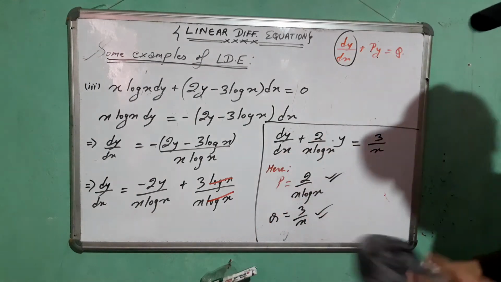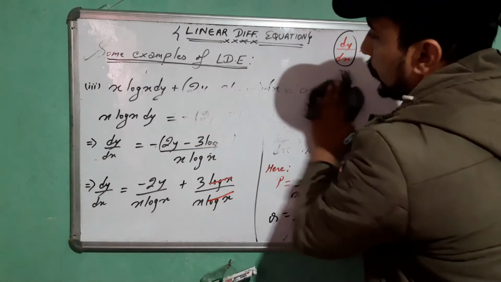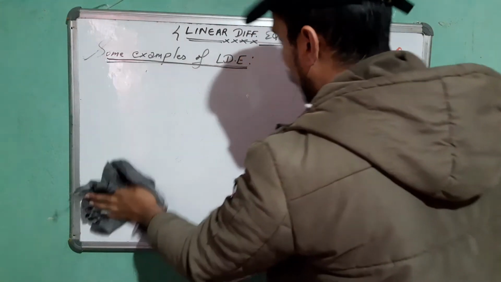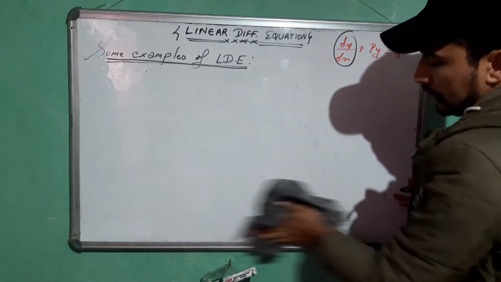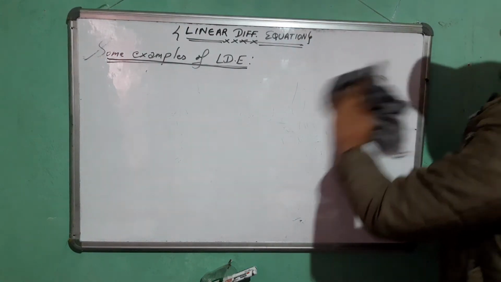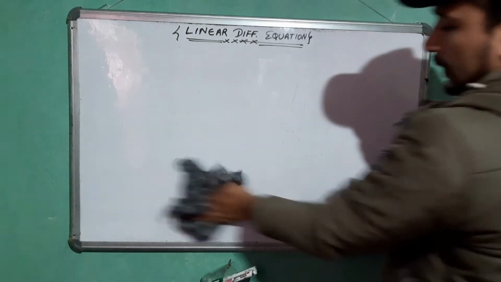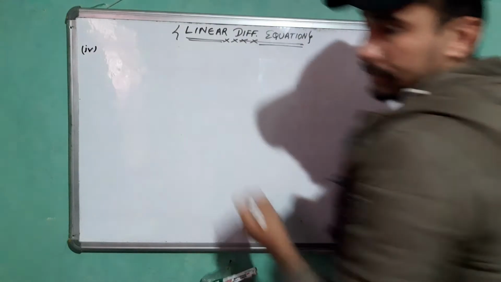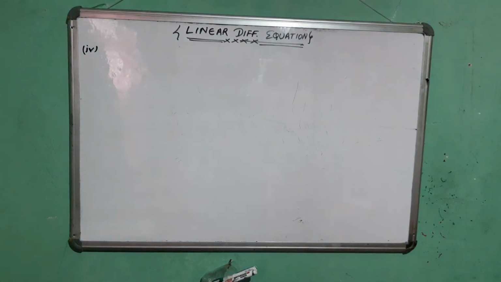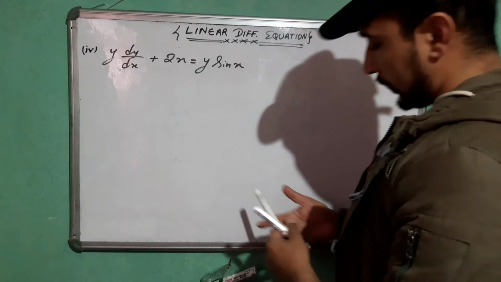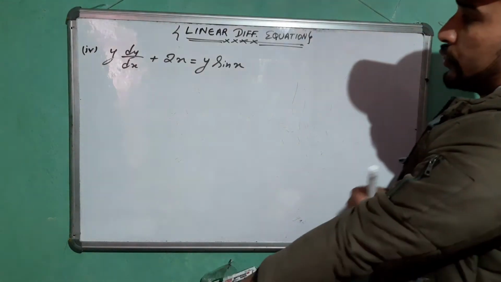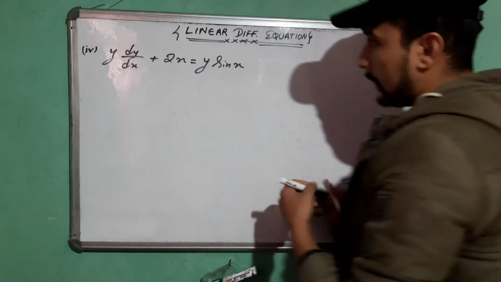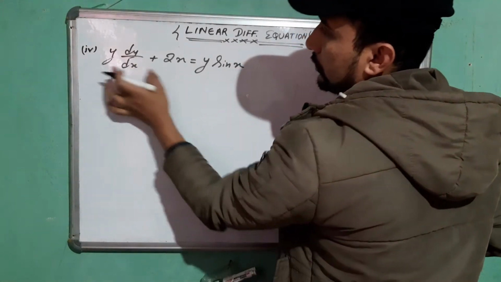Okay. So one more example I'll give you. After that, I'll explain what the integrating factor is. One more example, example number 4. So y dy/dx plus 2x equals y sin x. Let's check whether it is a linear differential equation or not. So you have to divide this equation by y.